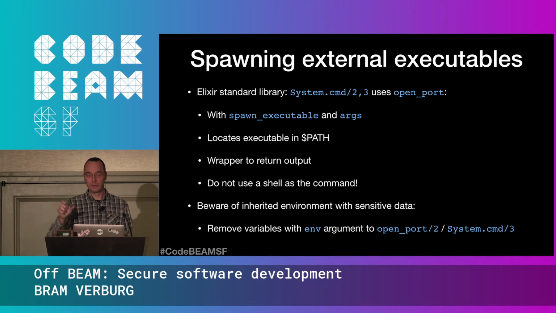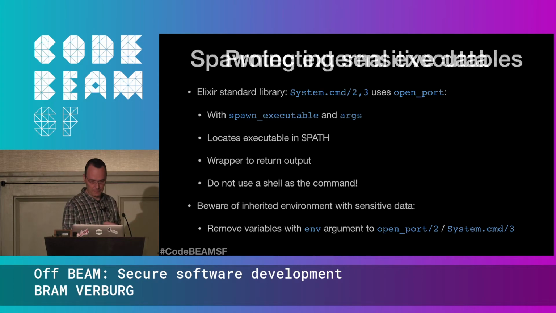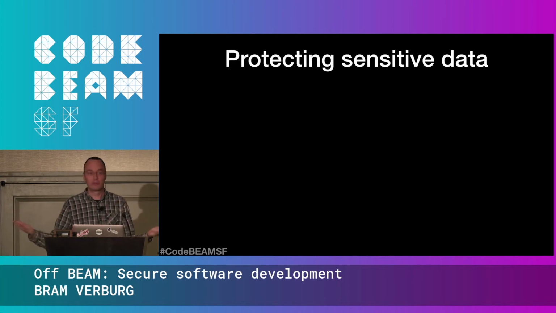In Erlang, you have to set it to false. And that will make sure that these environment variables are not exposed to your child process. So if the child process crashes, for example, it won't end up in a core dump. Or who knows what else might happen that causes it to leak.